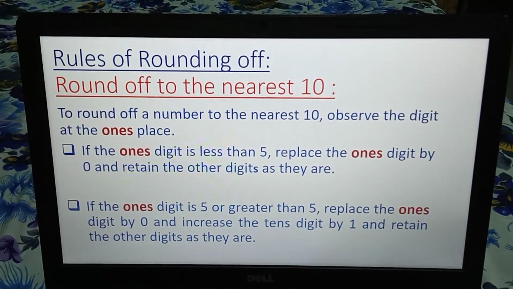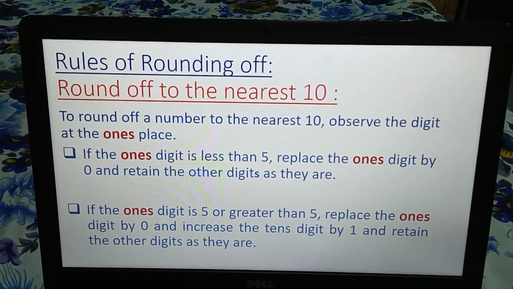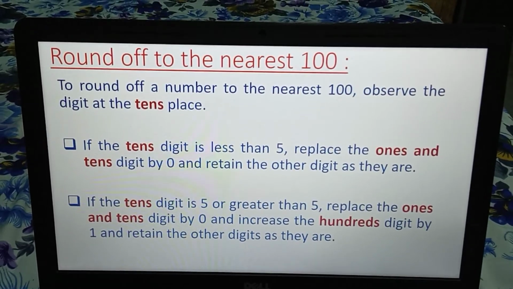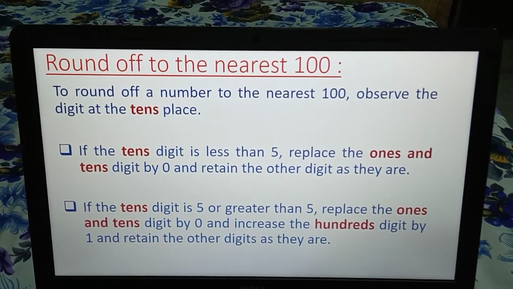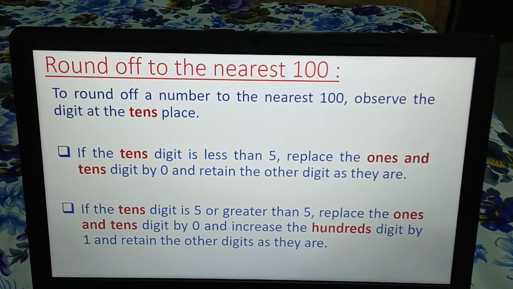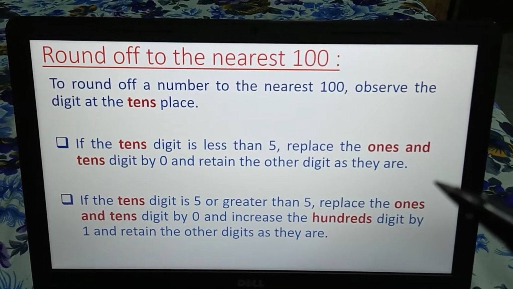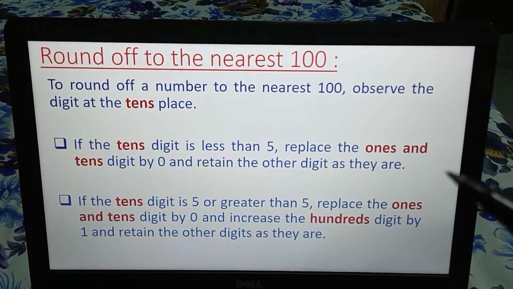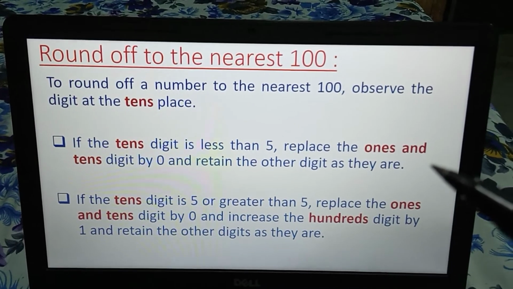Now today we will do round off to the nearest 100. To round off a number to the nearest 100, observe the digit at the tens place. If the tens digit is less than 5, then you will replace the ones digit and the tens digit by 0 and retain the other digits as they are. There will be no changes in other digits.